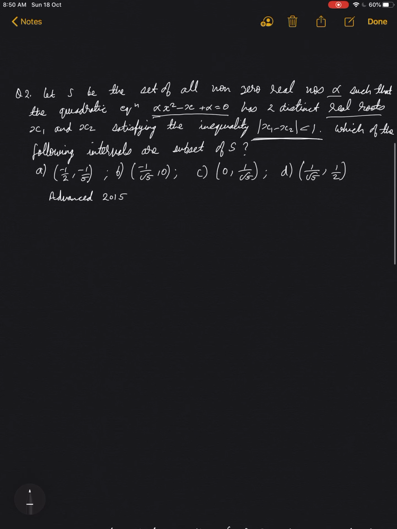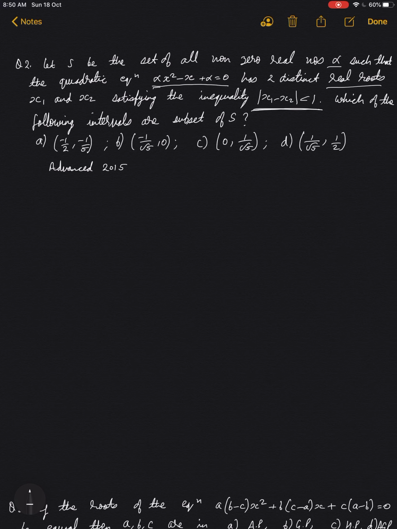नाउ सेकेंड प्रॉब्लम इज, ये IIT 2015 एडवांस में आया था. ये प्रॉब्लम है. लेट S बी द सेट ऑफ ऑल नॉन जीरो रियल नंबर्स अल्फा सच दैट द क्वाड्रेटिक इक्वेशन दिस हैज टू डिस्टिंक्ट रियल रूट्स x1 and x2 satisfying the inequality this. Which of the following intervals are the subset of S? Okay, 4 subsets are given.